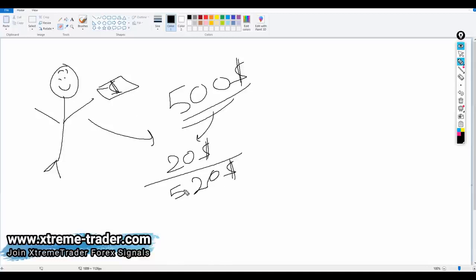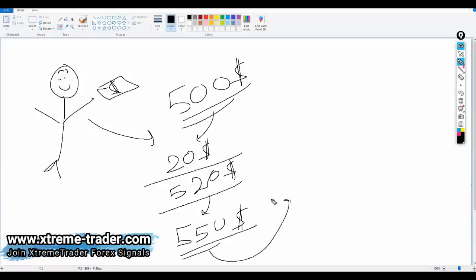Now Bob is very happy. What he's gonna do, he's gonna open another trade. He's lucky again and the next trade has actually made profit. So now the account is $550. What's he gonna do? He's gonna continue trading and the account now is gonna be $650.